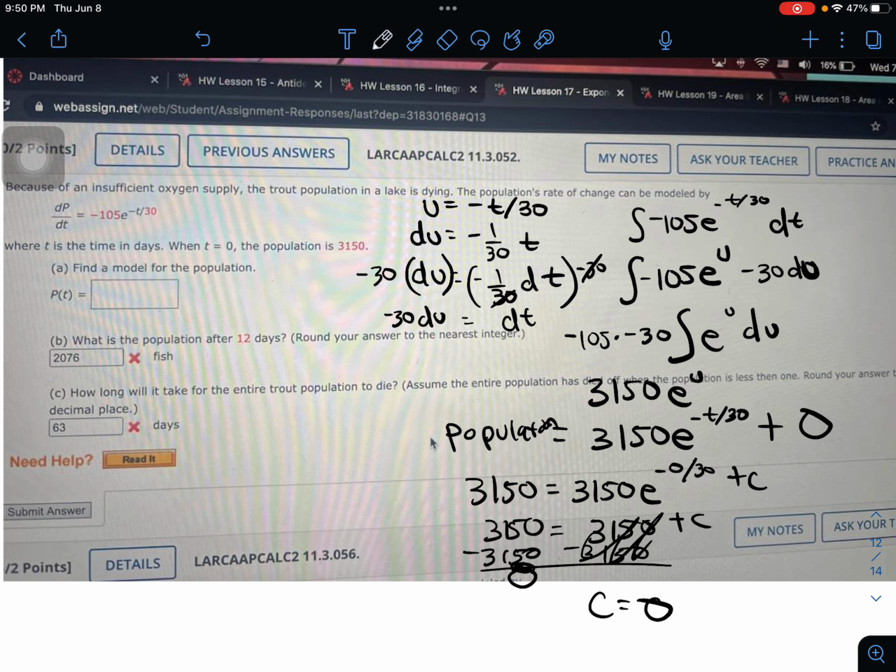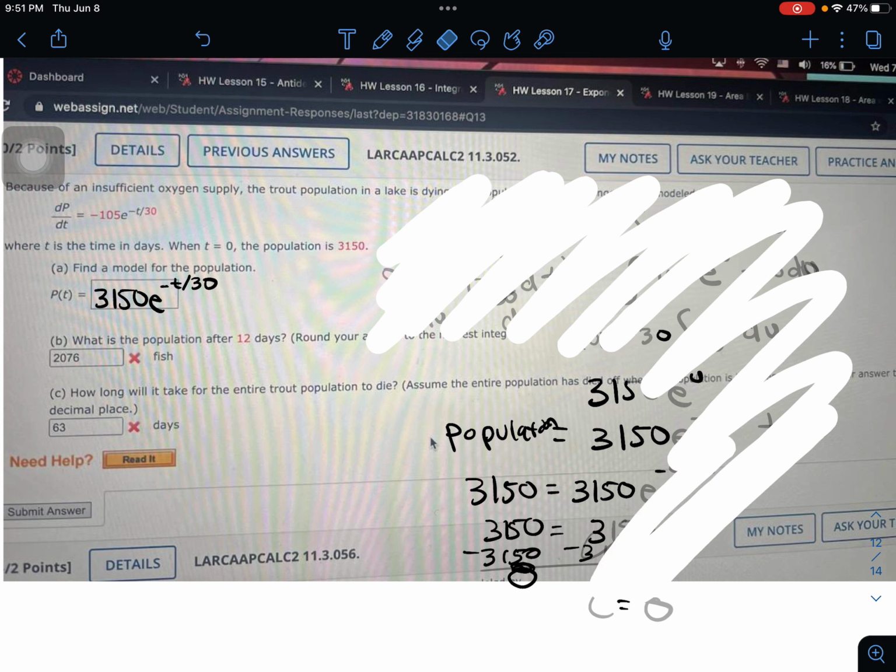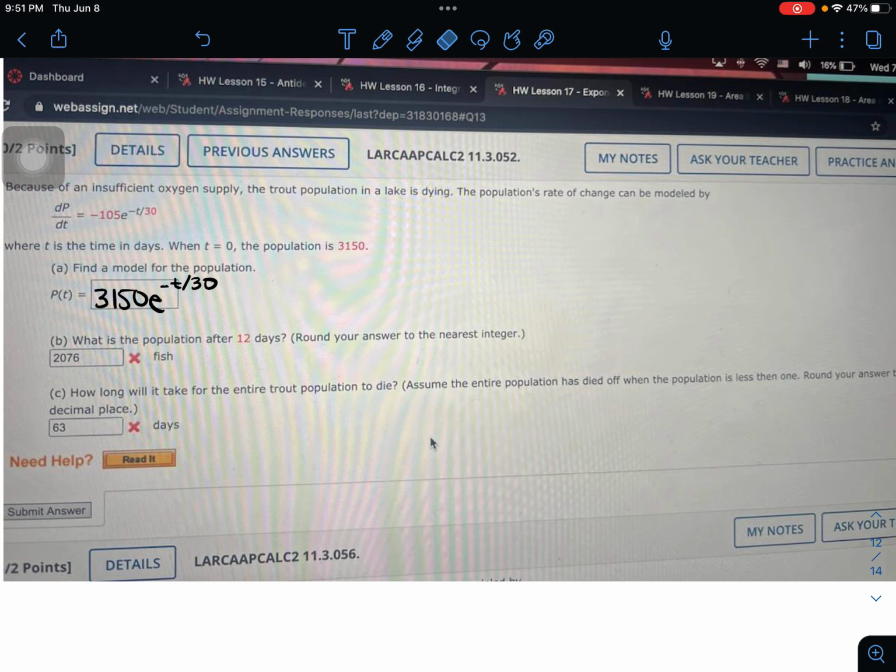It's going to be 3,150 e to the negative t divided by 30. Okay, that's your model for the population. Now I'm going to erase all this so I have enough room to do B and C.